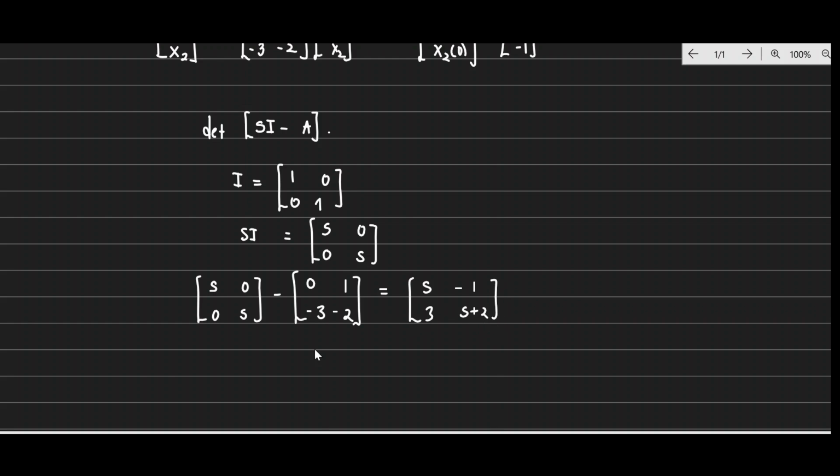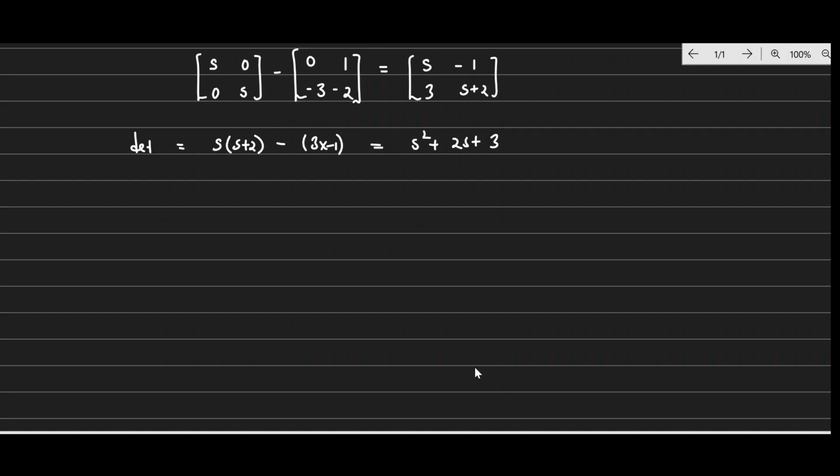And then let us find the determinant of this. The determinant of this is equal to what? You just multiply s by s plus 2, minus 3 by negative 1, right? So this is simply equal to s squared plus 2s plus 3. And then let's find the poles.